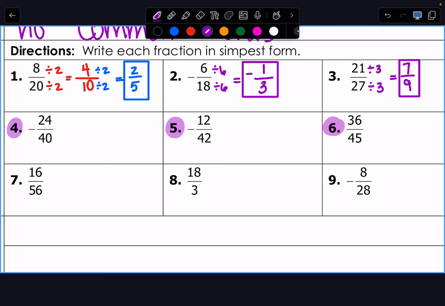This one. 2 over 7. I can't even read that. It's 2 over 7. Negative 2 over 7. Okay, so what did you get? 12 and 20. All right, is there a number that can divide into both of those the same? Okay, so do that again.